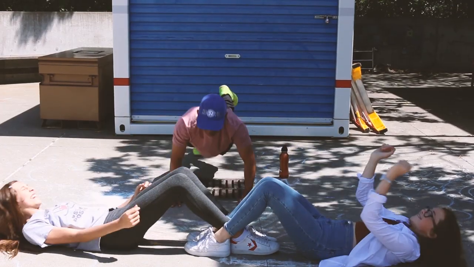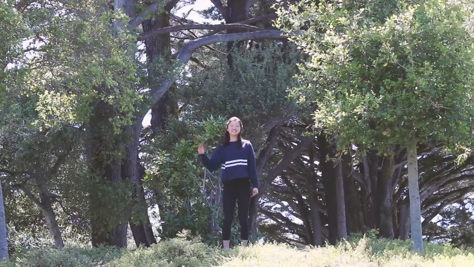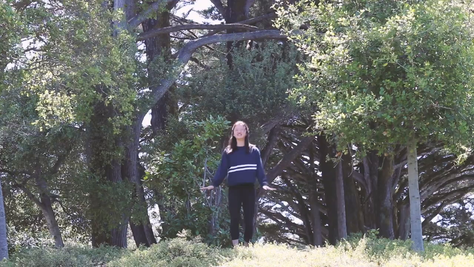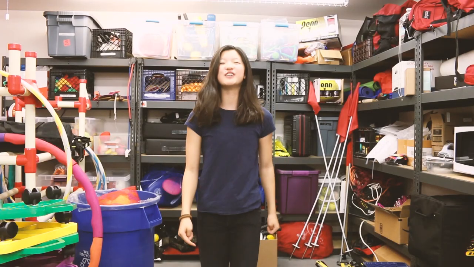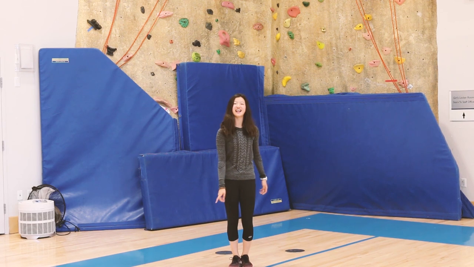Everything we move is from muscles contracting. Walking, talking, breathing is from muscles contracting. There are three types of muscles called cardiac, smooth, and skeletal. For cardiac and smooth, movement's not intentional. Skeletal movement is voluntary, allowing you to run and eat.